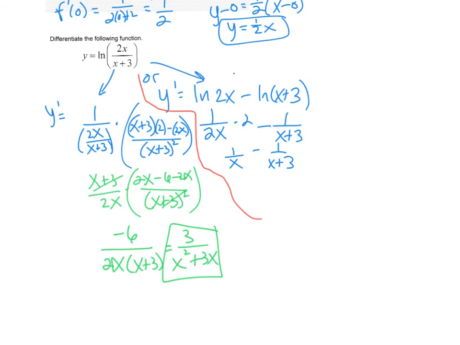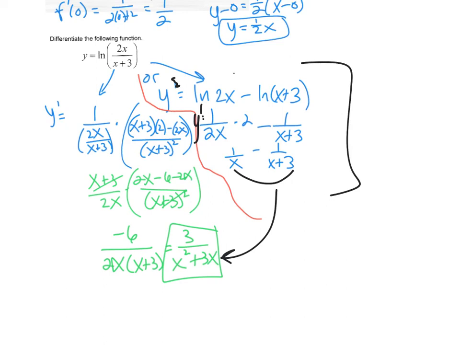Alright, so I showed both ways. I actually think the rules of logs is a little bit easier, so the right hand side, this part, because you can literally just split up the log into ln of 2x minus ln of x plus 3. And actually this would not be prime yet, it's just y equals, and then this would be y prime, okay, because then you can differentiate that a lot easier.